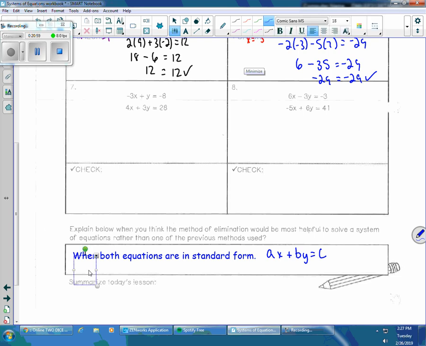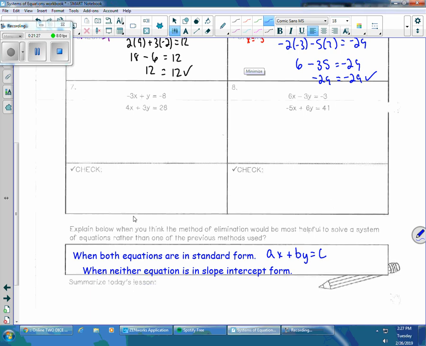You could also say when neither equation is in slope-intercept form. Because if one of them is in slope-intercept form, it might be easier to just use substitution. And when both of them are in slope-intercept form, it's probably easier to just graph them.